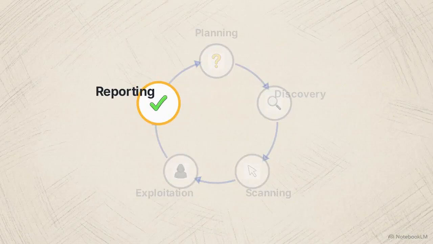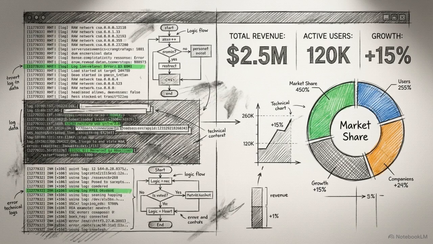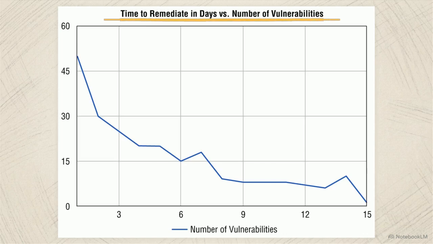This is where raw technical exploits and SIEM log data are translated into actionable business intelligence. This line graph charts key performance indicators, mapping time to remediate against the number of vulnerabilities. The trend line indicates a maturing security posture. In an effective program, as total vulnerabilities decrease, remediation velocity accelerates, driving required patching time down.